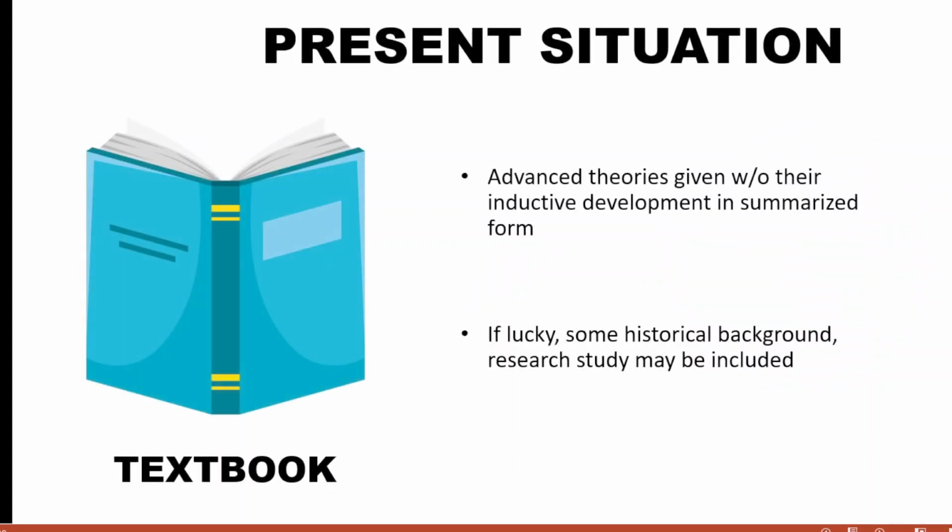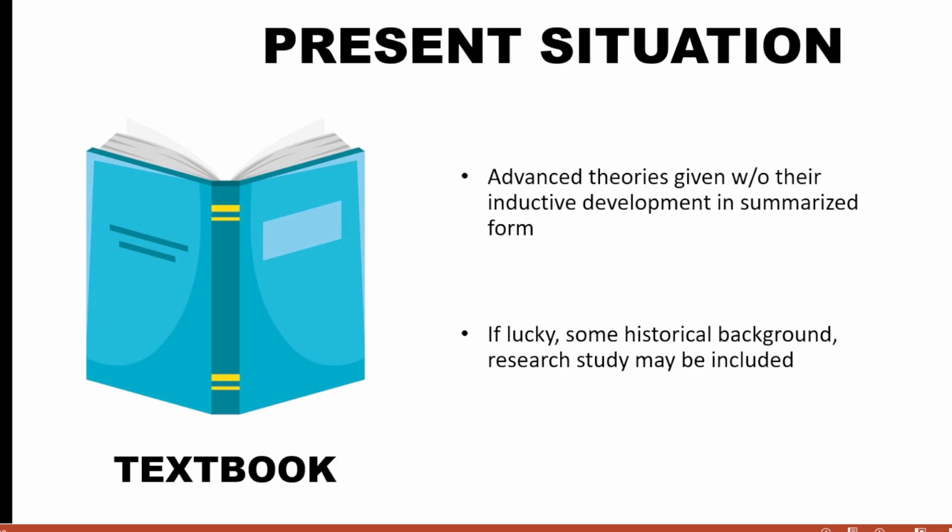So what is the present situation in academia right now? The present situation is we have a textbook, and the best it can offer is that it may give us advanced theories, the conclusions of the researchers, the formulas, without giving any form of inductive development, like how they developed them, or what the original finding of the researchers was. That is not possible to give in a textbook at all. So that's why you require teachers. But so far, there are few inductively written textbooks.